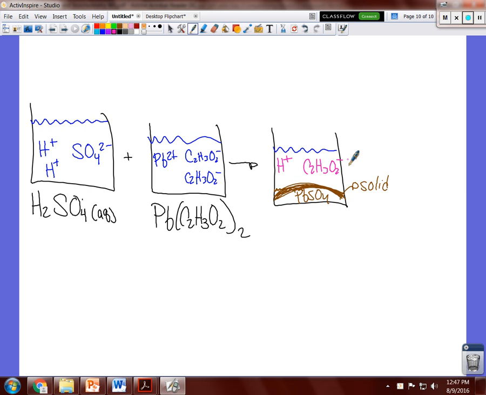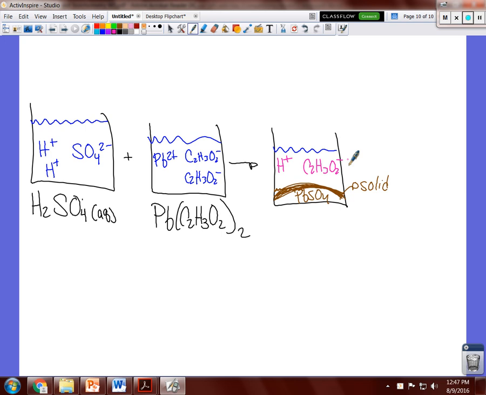Yes. So do you agree that in the first beaker, we had hydrogen and sulfate floating around? Okay. The other beaker, we had lead and acetate floating around. But when we poured them together, a reaction occurred. How do I know with my eyeballs a reaction occurred? A solid formed. Okay? So, because the solid formed, that means something had to react.